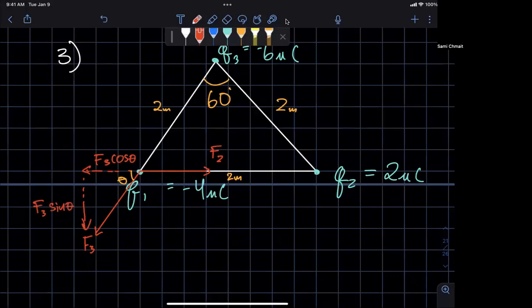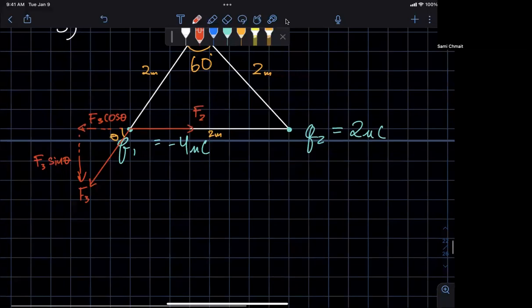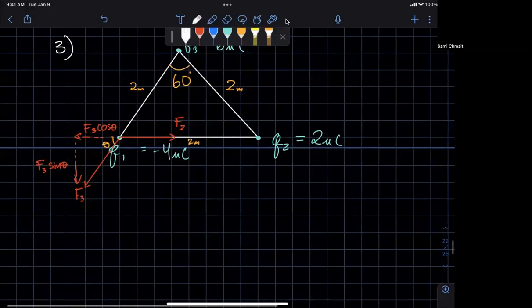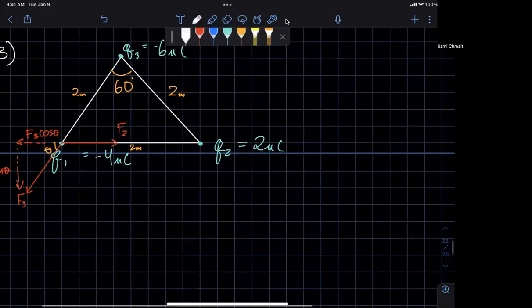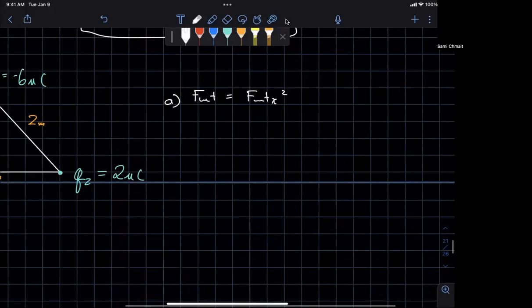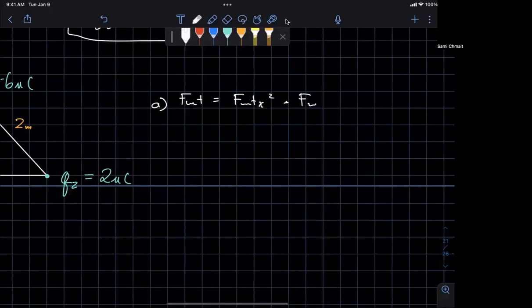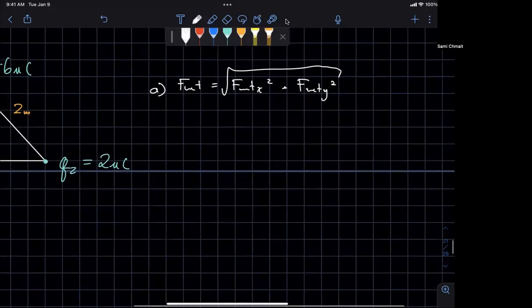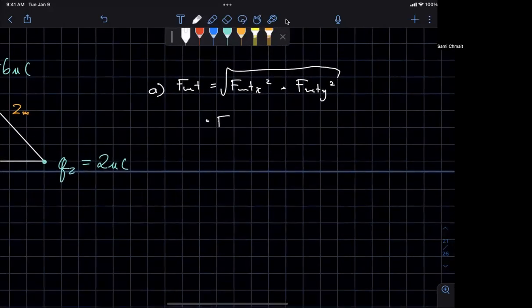Okay. So at this point, this question should be nice and familiar. We're going to be solving for F net, which is going to be equal to the square root of F net x squared plus F net y squared. And we're just going to need to plug everything in. So let's just start with the sum of forces in the x direction.